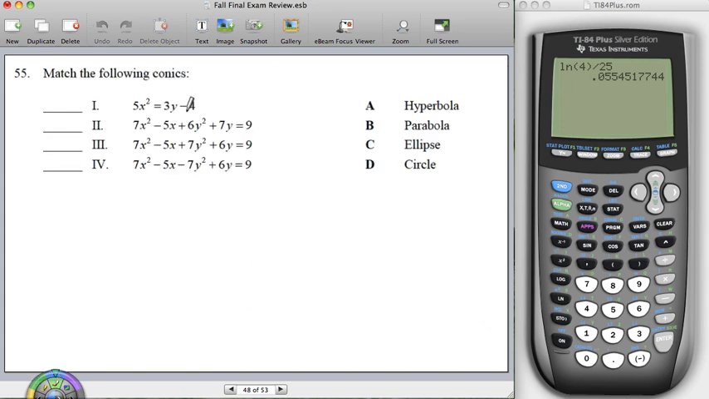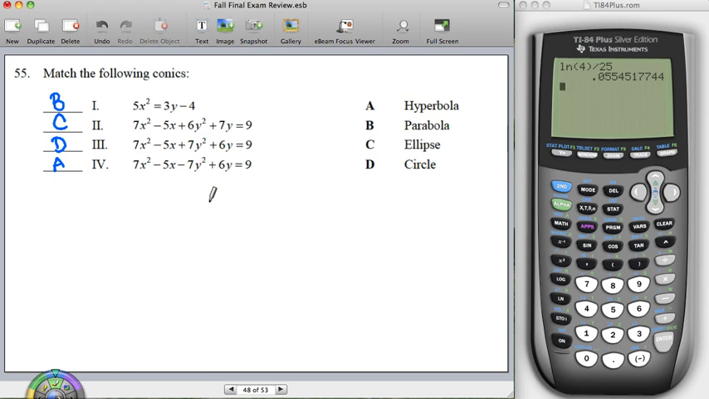Find the matching conics. This is a parabola because you only have an x squared. Number two, this is an ellipse because you're adding your x squares and y squares and your numbers in front are different. For number three, this is a circle because you're adding and the numbers in front of the squares are the same. And number four is a hyperbola because you're subtracting, and the numbers in front of x squared and y squared don't really matter. They don't have to be the same. In this case, they're the same, so be careful with that. I don't want you to assume that it's a circle, but you do have that subtraction, so that makes that a hyperbola.